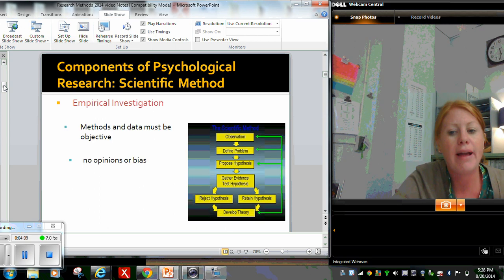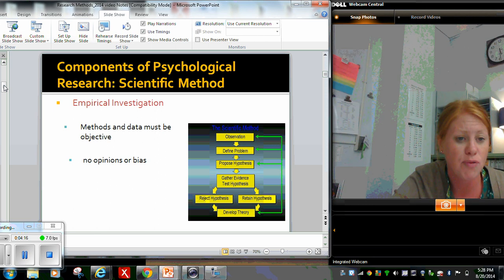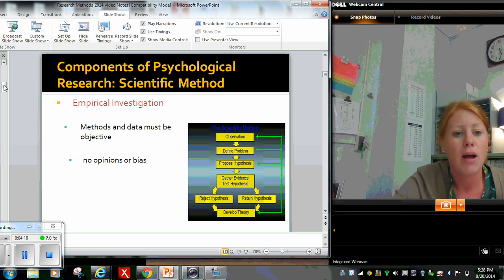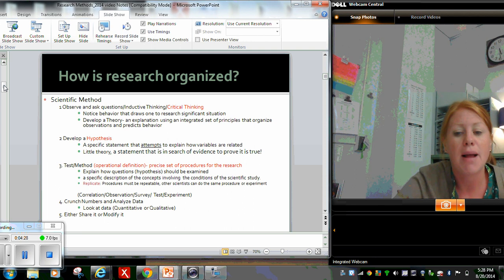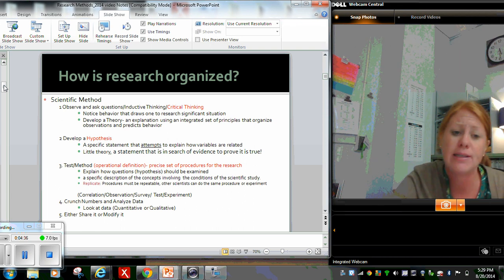So now that you kind of gather why research needs to be done, here are the steps, the components for psychological research, something you've probably seen before. It needs empirical investigation. It needs to be bias-free as best as possible, but you are dealing with humans, so sometimes bias is hard to avoid. Here are the steps. I would stop, maybe copy down the different steps, and then listen to how I explain it. So the first one is you need to observe and ask a question.